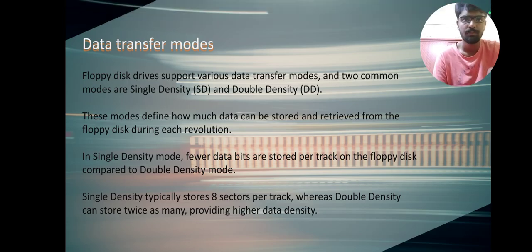Data transfer modes. A floppy disk drive supports various data transfer modes, and two common modes are single density and double density. These modes define how much data can be stored and retrieved from a floppy disk during each revolution. In single density mode, fewer data bits are stored per track compared to double density mode. Single density typically stores 8 sectors per track, whereas double density can store twice as many, providing a higher data density.